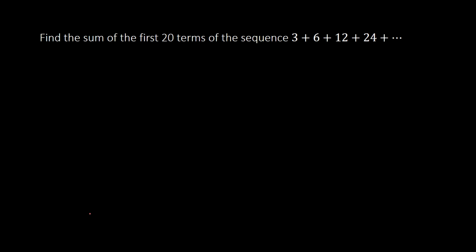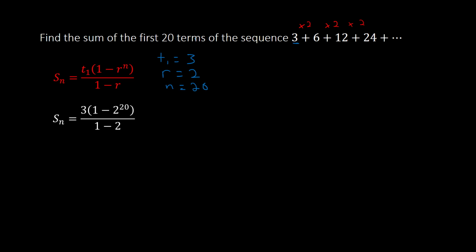We have a geometric series where each time I'm multiplying by 2 to get to the next number. And the formula is s sub n equals t1 times 1 minus r to the n power over 1 minus r. So t1 is going to be term 1, which is the 3, and r is the common ratio, which was 2, and n is the number of terms, which is going to be 20. We have 20 terms we're trying to find the sum of. So plug all of that in. We have 3 times 1 minus 2 to the 20th power over 1 minus 2.